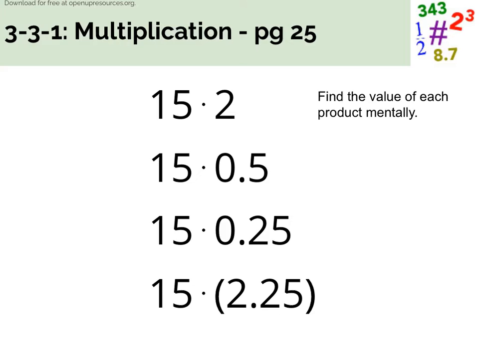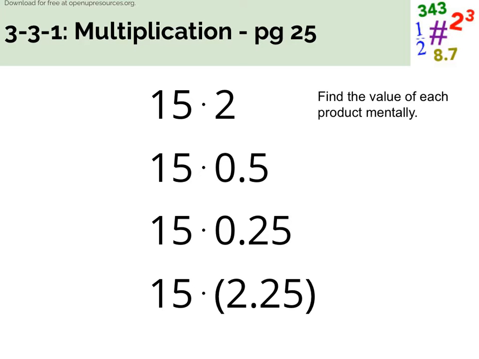So let's turn to page 25. This is the first part. What you want to do is find the values of each product mentally. Mentally means you're going to do it in your head. Think of a process to do that, and then we can do that together.